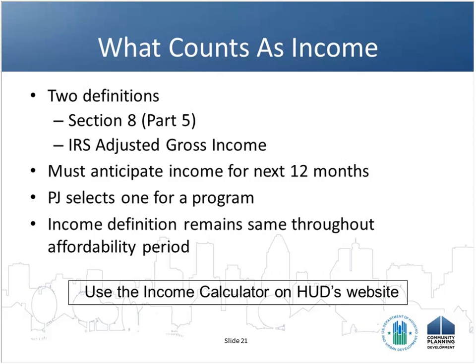So we're using our definition to determine what we're going to count as income, and then we're projecting that income forward for the next 12 months. We do that each time we determine whether someone is eligible to move into a HOME unit, and we also use that same definition throughout the affordability period to determine their income, how that impacts the rent they should be charged, and how we designate that unit.